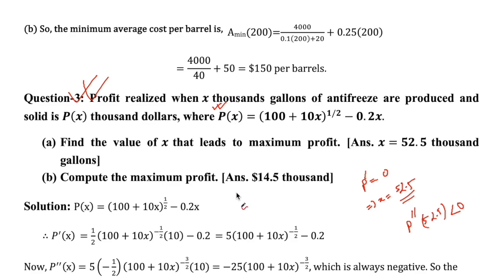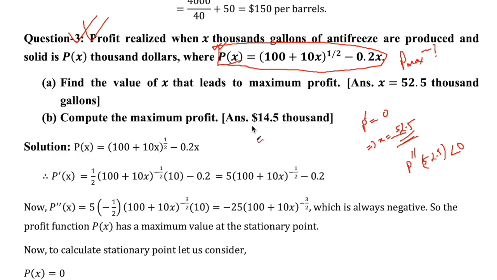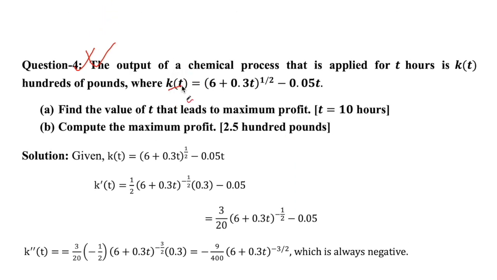Then you can confirm that this x value maximizes the profit function. So the maximum profit you will obtain if you put x equal to 52.5 in this function, you will get P max or maximum profit. Does it make sense? That will be 14.5. Clear? জি স্যার। লাস্ট ওয়ানের কথা বলি, এখানেও একই রকম, এটাও একটা প্রফিট ফাংশন.